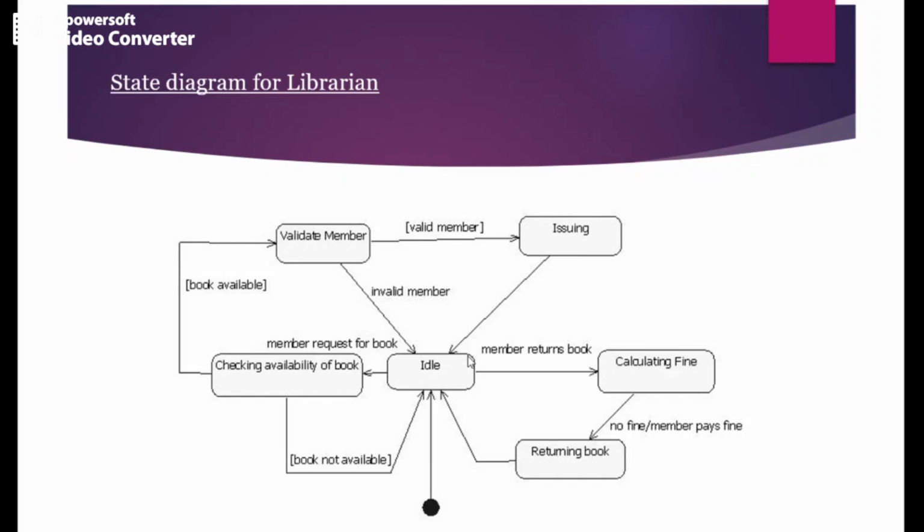Now after issuing, when the member returns the book, the librarian will calculate if any fine is there. If suppose he returns the book after the due date, then if any fine is imposed, he can calculate that fine. No fine, or the member pays the fine, then return the book. So that book will be returned back to the librarian. Clear?